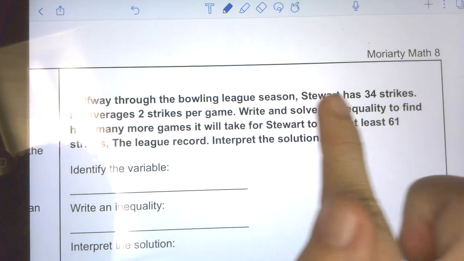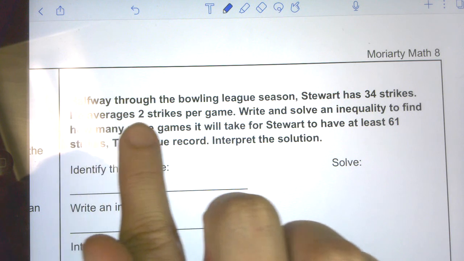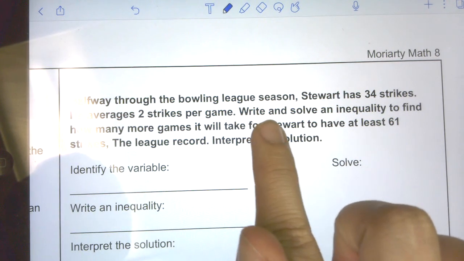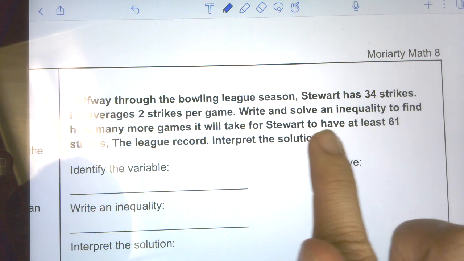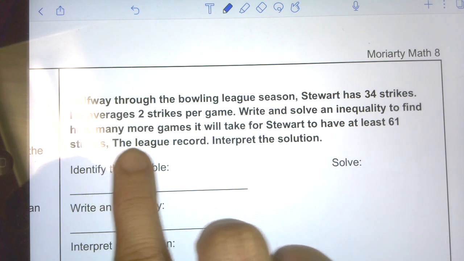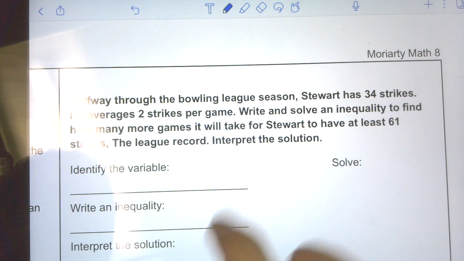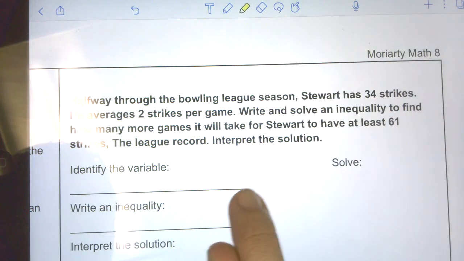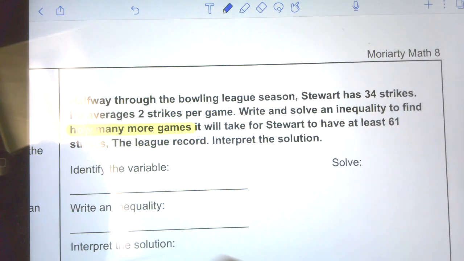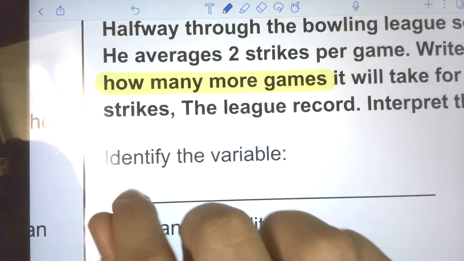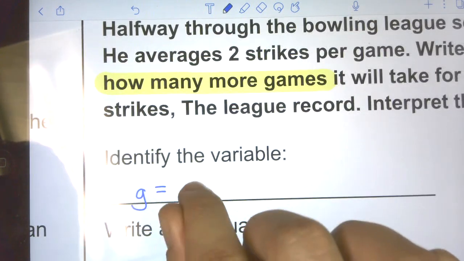Halfway through the bowling league, Stewart has 34 strikes. He averages 2 strikes per game. Write and solve an inequality to find how many more games it will take for Stewart to have at least 61 strikes, the league record. Interpret the solution. What are we looking for? That's our variable. We want how many more games. So I'm going to use the variable G for games.